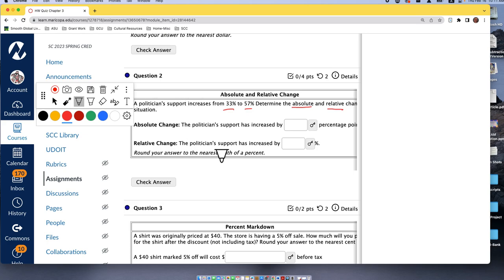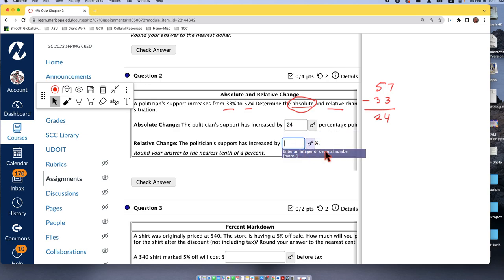So to get the absolute change, how much did the support change from going from 33 to 57? How do you think we would calculate that? We do subtraction? Just subtract, exactly. So we take 57 minus 33, 24. So that's a 24% change in the increase. So that's the easy one.